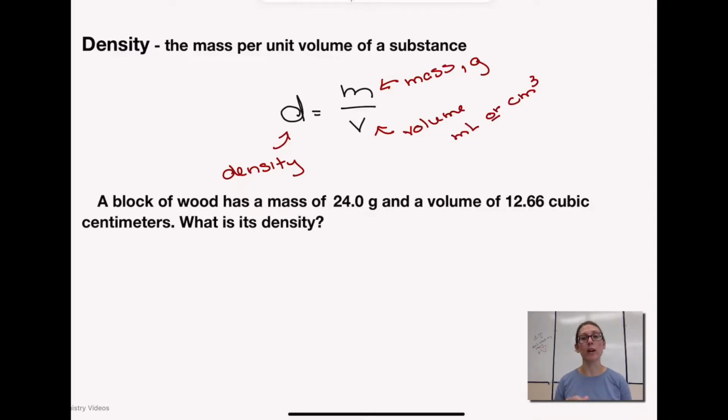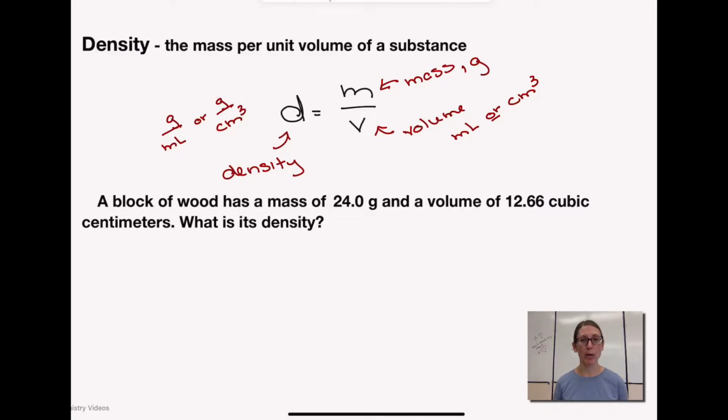And since we are taking the mass and dividing it by the volume, our units for density are going to be grams per milliliter or grams per cubic centimeter. These are definitely not the only possible units for density. Any mass divided by volume, whatever those units are, is a density, but those are the ones you'll see most often. Okay, so let's do a problem.